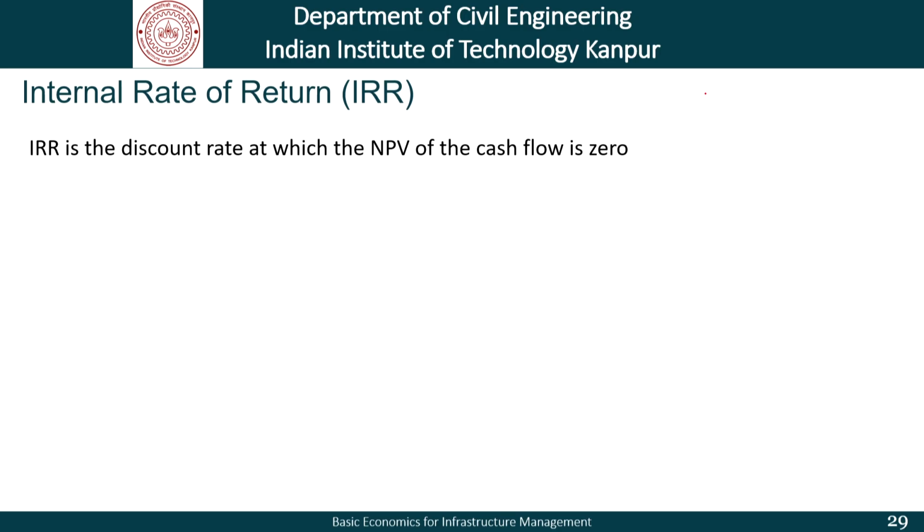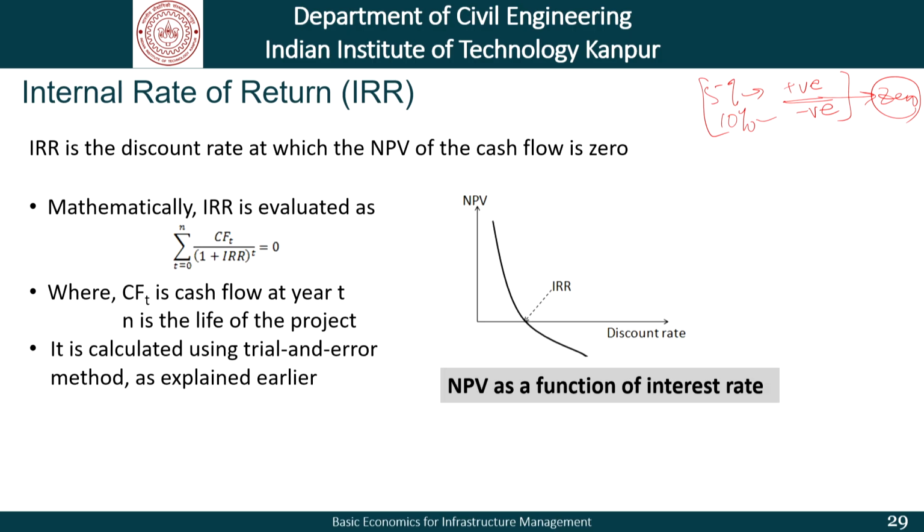What we saw last time was that at 5% it was positive and at 10% it was negative. Now between these 5 and 10, obviously, there will be an interest rate at which this will be 0, and that will be the IRR for that investment. Mathematically the IRR is shown here, where CFT is the cash flow at year T and N is the expected life and so on and so forth.